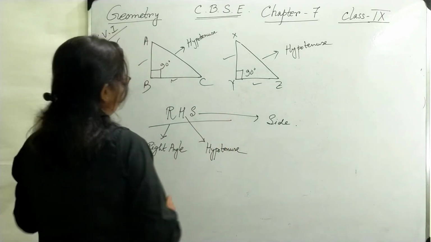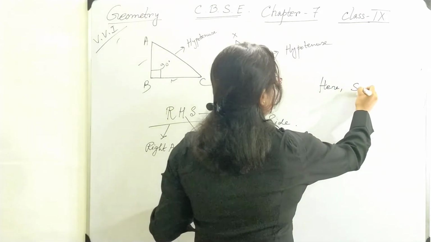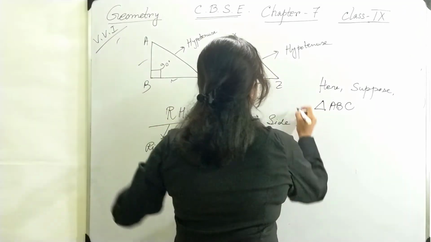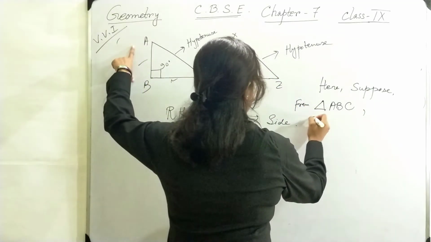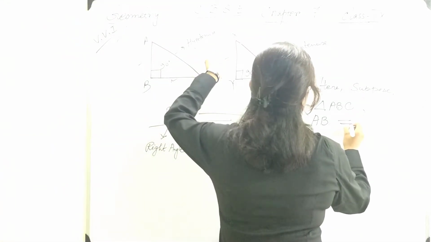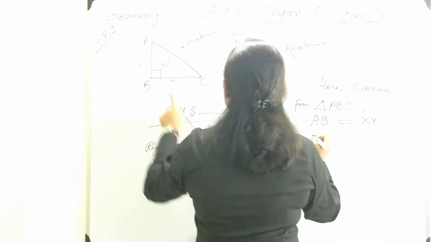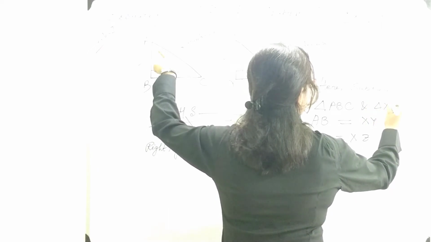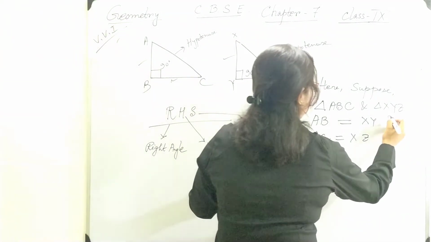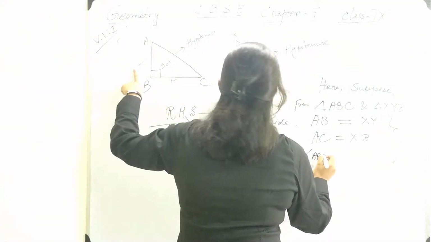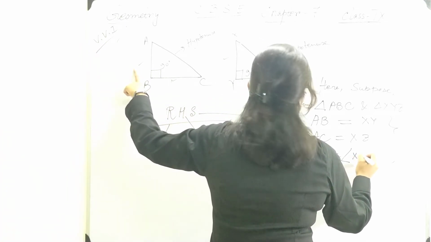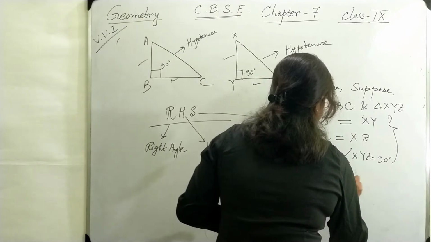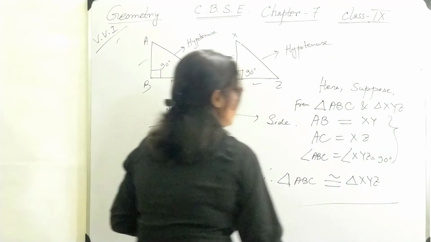Okay, suppose from ABC, AB equals XY, AC equals XZ, and angle ABC equals angle XYZ equals 90 degrees, then we can say triangle ABC is congruent to triangle XYZ. Clear? So we can say it.